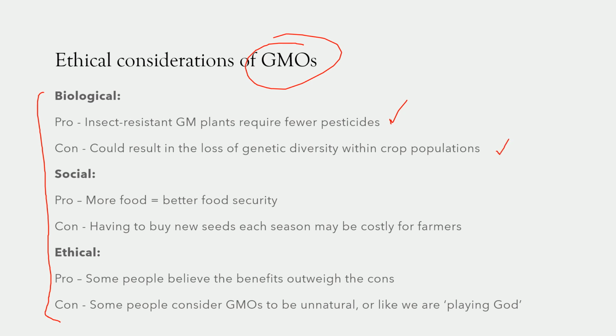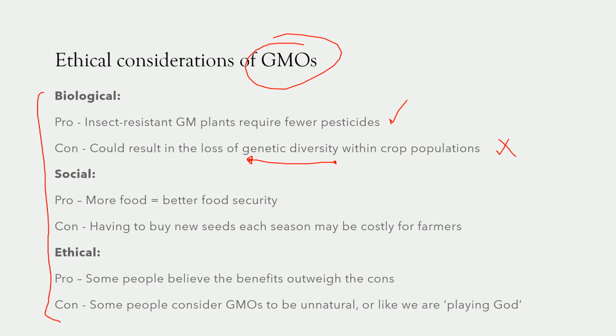However, we could also reduce crop diversity. If we are making one plant that is basically a clone in all of our crops, then we are severely reducing genetic diversity in that crop. So if something comes around, it might wipe out the entire crop. So that diversity is really important. We'd be losing that if we genetically modify our organisms.